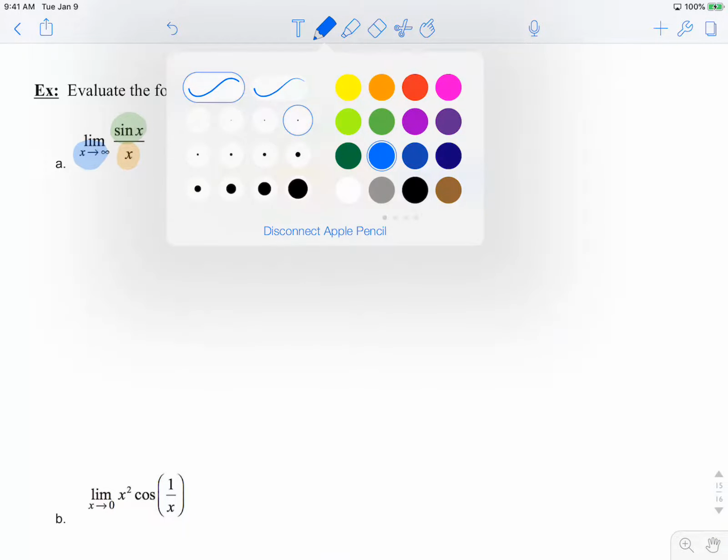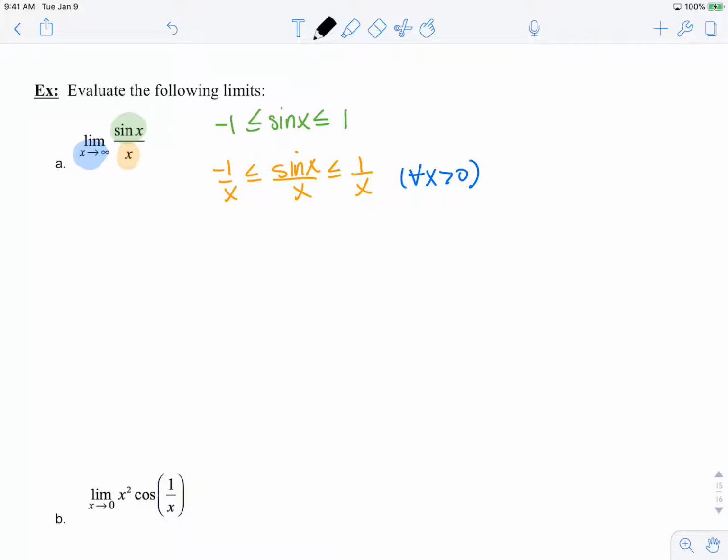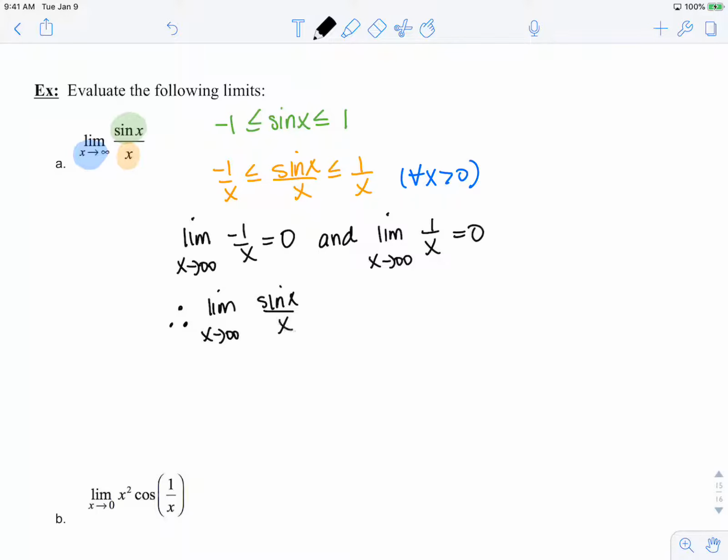So now I can check the limits of those outer functions. The limit as x approaches infinity of -1 over x equals 0, and the limit as x approaches infinity of +1 over x equals 0. Therefore, the limit as x approaches infinity of sine x over x must equal 0 by the squeeze theorem for all x greater than 0. So this is using that function squeezed in between the other two to prove that that limit exists.